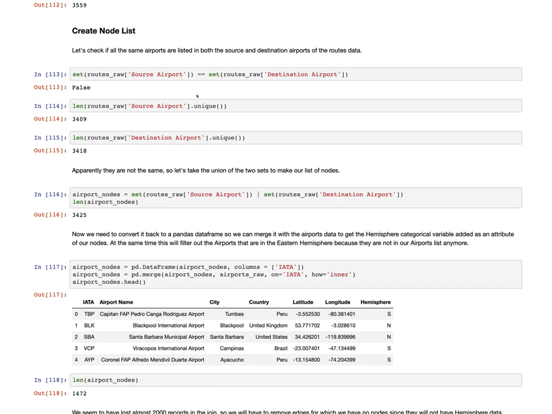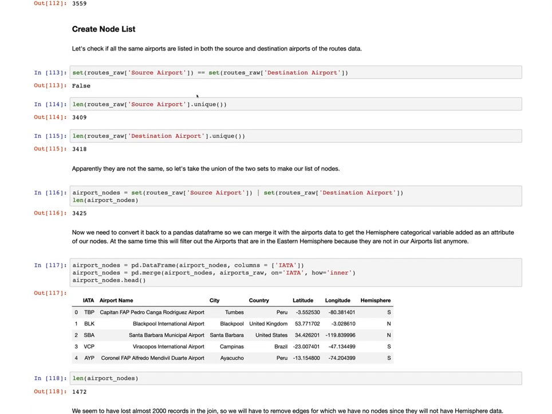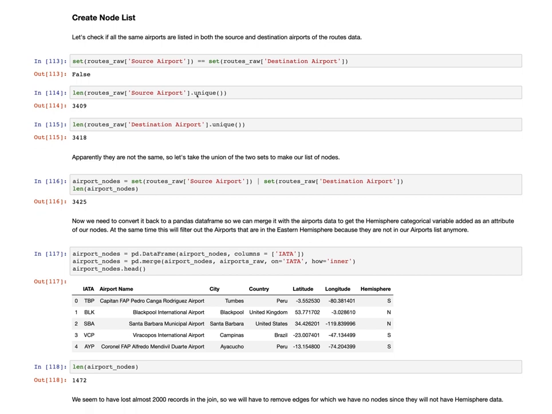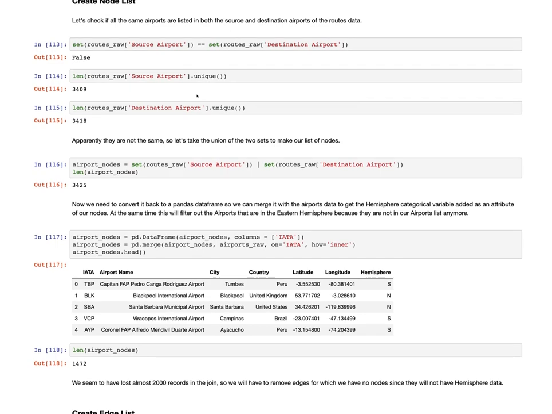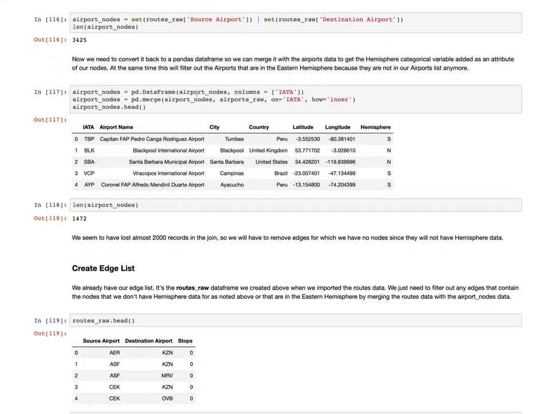Because the routes had the source and destination airports, those were our two nodes that we connected with an edge. Actually, we used the routes not just for the edges, but also for the nodes, so that we would make sure that we didn't include nodes that were not in our routes. And as Mike said, we did inner joins to make sure that everything matched up there.